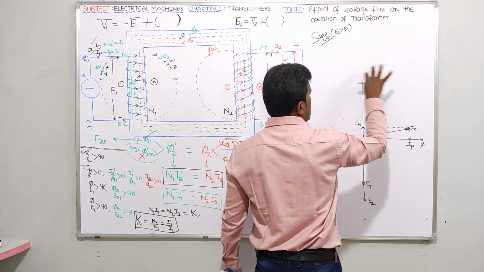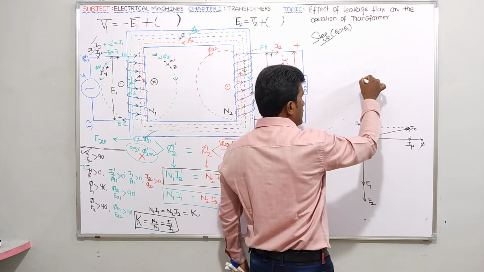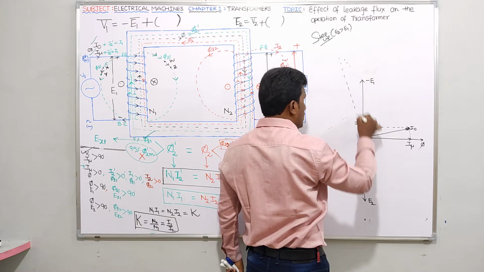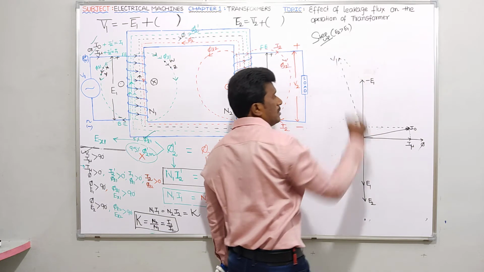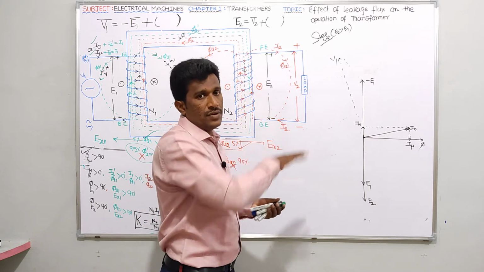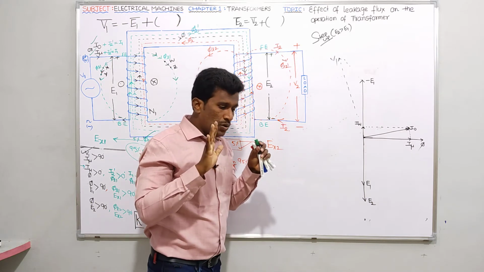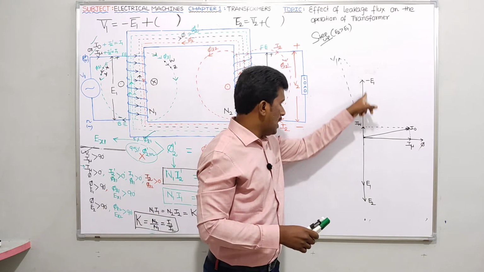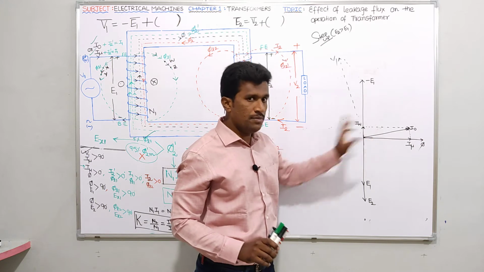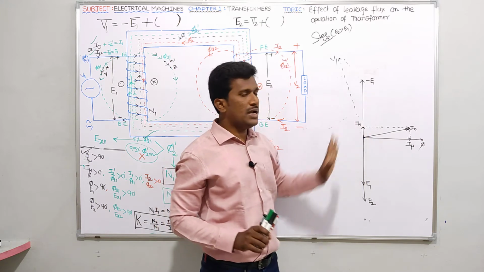But V1 is not this vector. To this minus E1 something should be added. Then you will get V1 somewhere here. That I'll show you clearly. How you will get this V1, where you will get this V1, all those things I'll tell you. But try to conclude that this vector is not V1 now. It is only minus E1, because if it is E1, that should be minus E1.